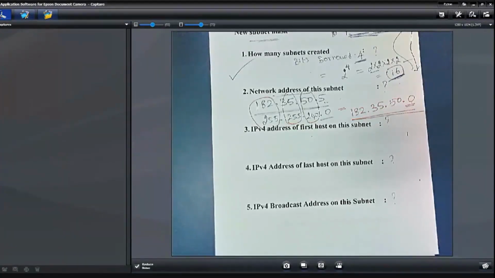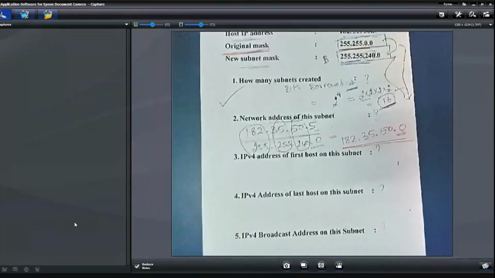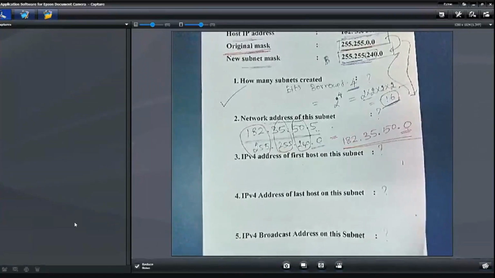So this is the way. This is the maximum. If you are going for the subnetting concept, this is the maximum. So if you understand this, it will be very good. Shall I go to the next one? Second lecture, IPv6.